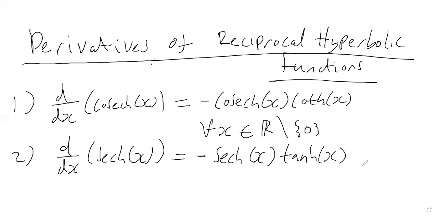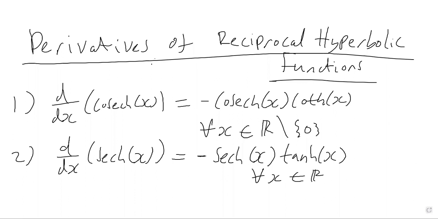And again, this function here is indeed valid for all real numbers. If you insert 0 into that, well, sech of 0 is just 1 over cosh of 0, and cosh of 0 is just 1. So yeah, this is valid for all x in the real numbers.